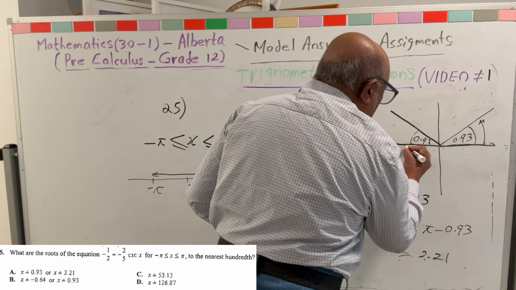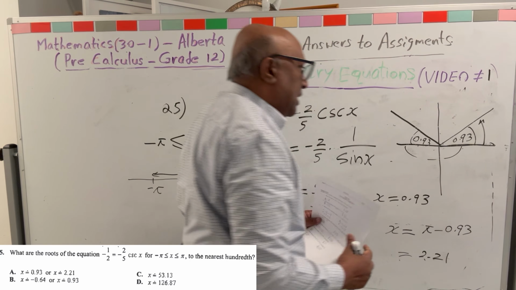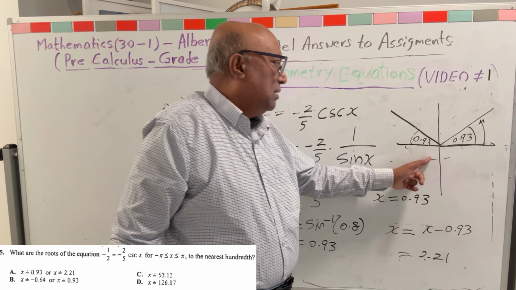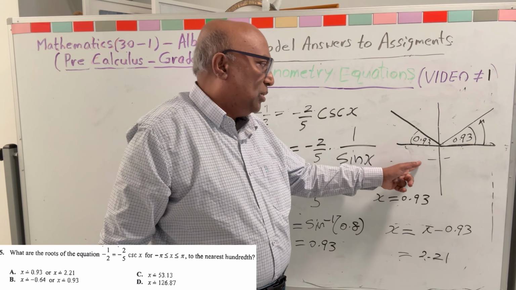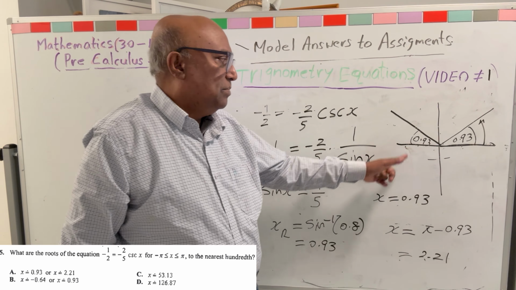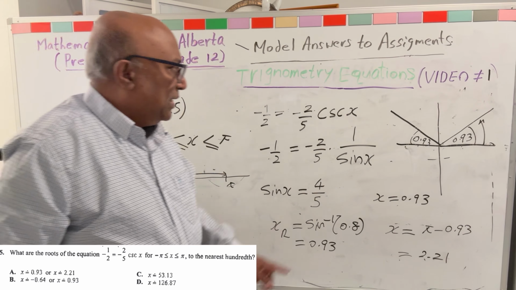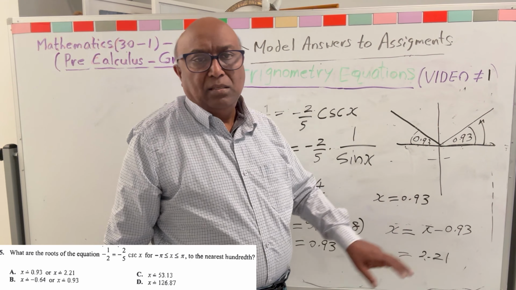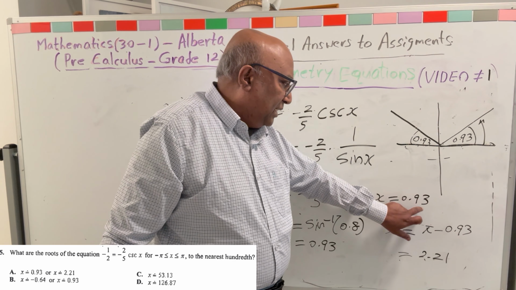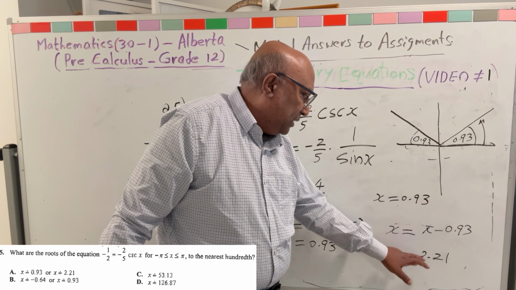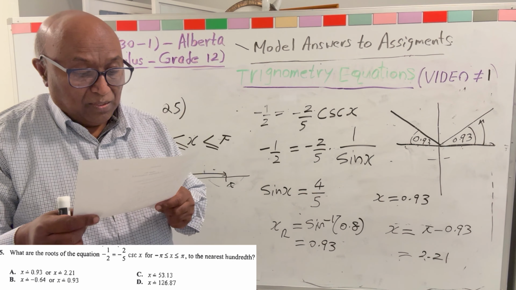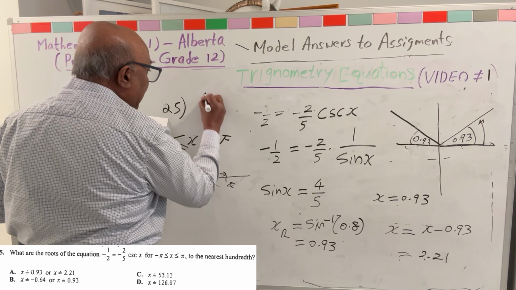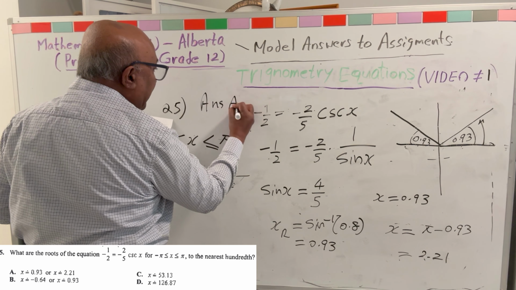For this range, that is not applicable. If you have another terminal arm like this, we are able to read some minus values, in this way. That means between minus pi and plus pi, we are getting only these two solutions: x equal 0.93, x equal 2.21. That means the matching answer is option A. Answer is option A.